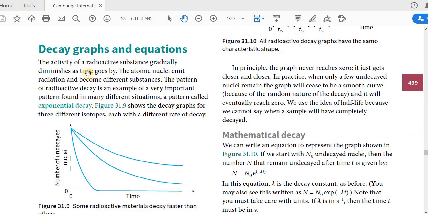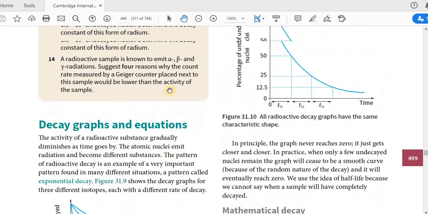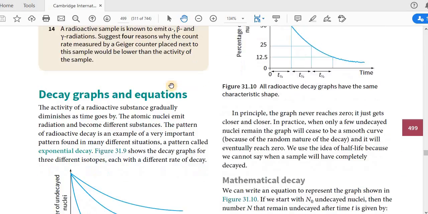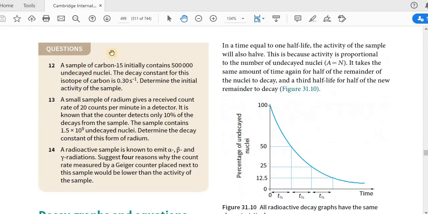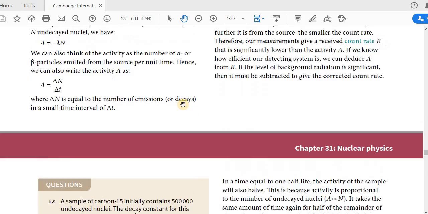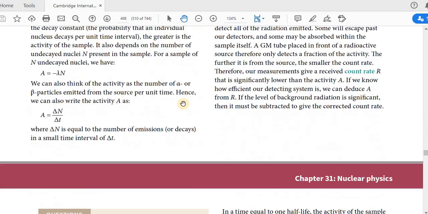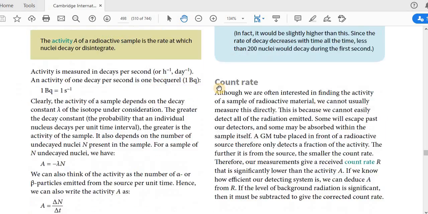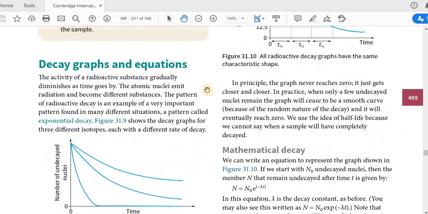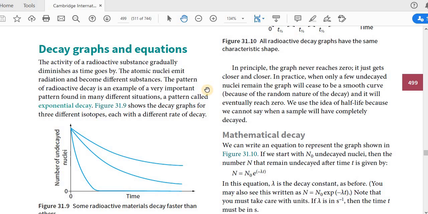Okay, then we have decay graphs and equations. Now we will see about the corrected count rate also. And by the way, you have to answer all these questions. They are very important. So it is based on what we have learned here. Okay, next topic, decay graphs and equations. The activity of a radioactive substance gradually diminishes as time goes by. The atomic nuclei emit radiation and become different substances.